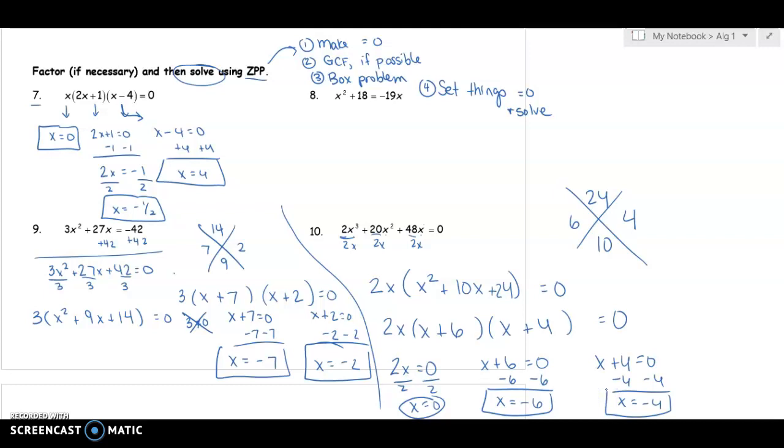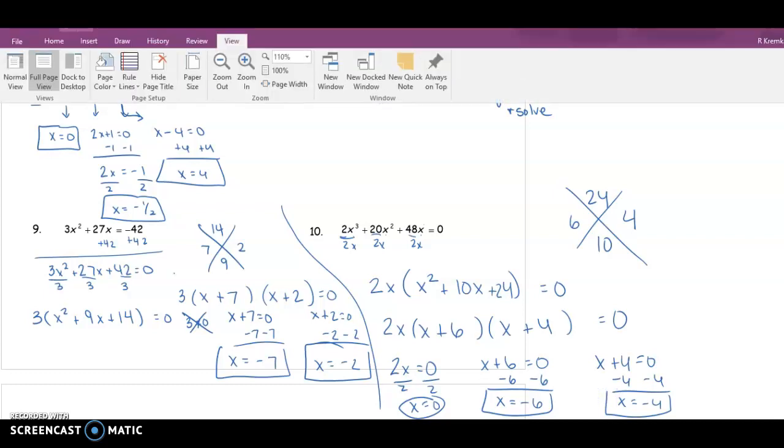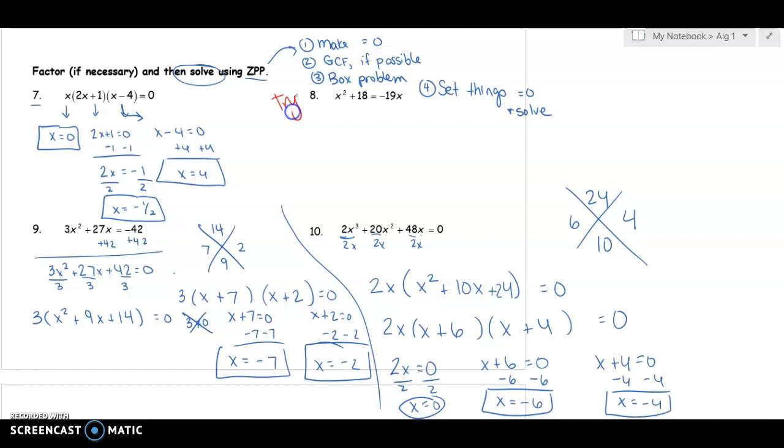All right, what I'd like you to do is try number 8. Notice that the first step is to make it equal to 0. It's not equal to 0. So start with that. Make sure it goes in descending order, then get to the GCF, box problem, and solving. So go ahead and give it a try and we'll go through it in a second. So pause the video.